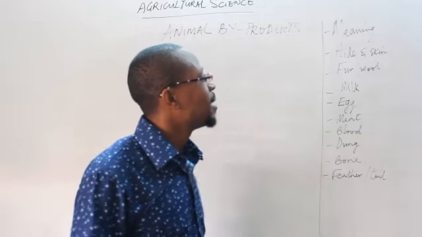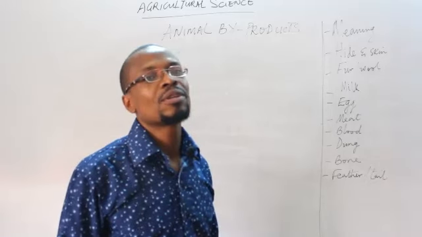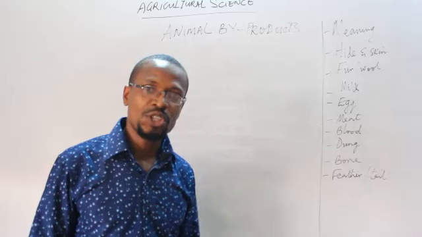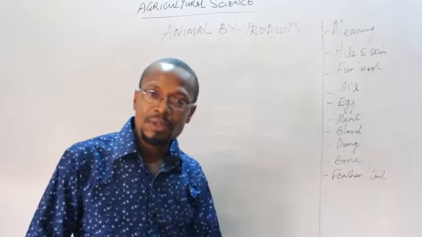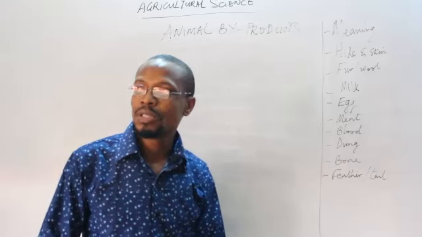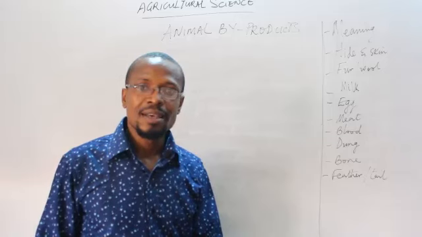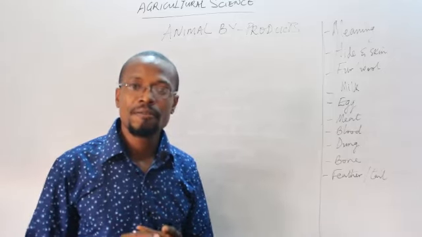What are the byproducts of animals? What do we mean when we say byproducts of animals? Byproducts of animals are simply those things, those products that you derive from animal. You know, rearing of animals has nothing to do with just getting the meat alone, okay? Almost every part of the animal is very, very useful.